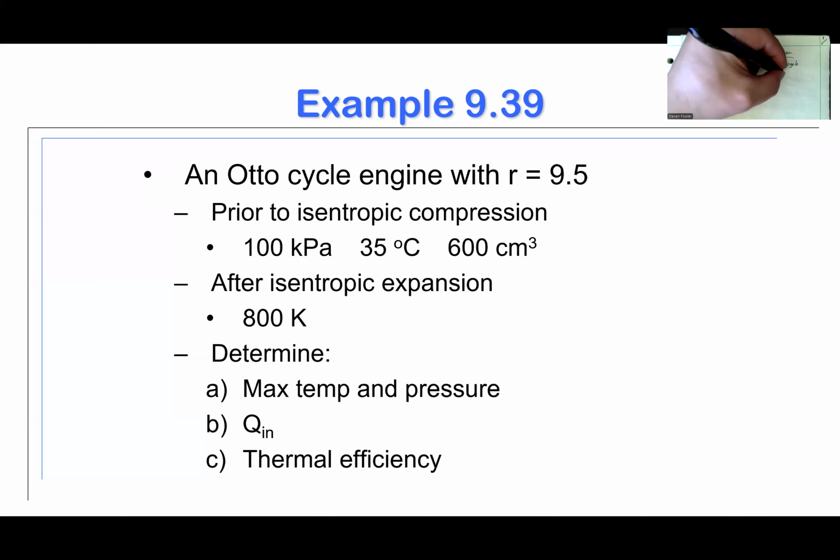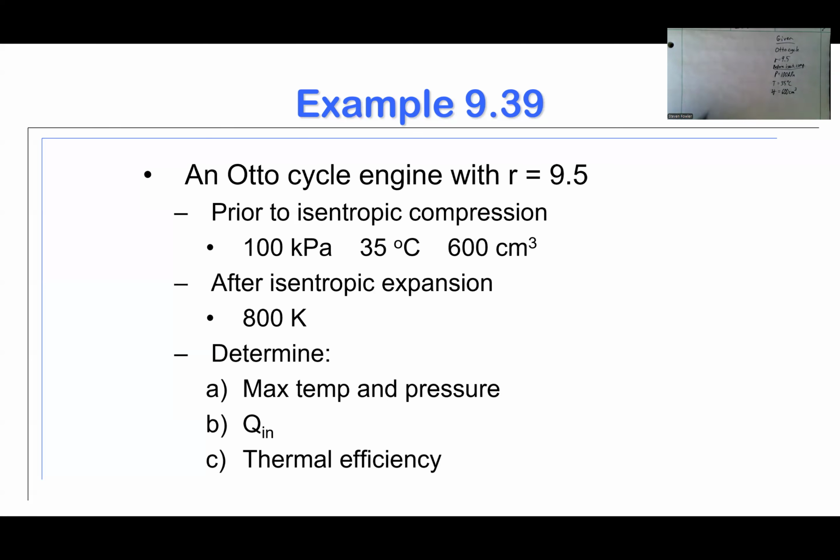They've given us a compression ratio here of 9.5. And they've given us some information here. They've given me, prior to or before isentropic compression, a pressure of 100 kilopascals, basically atmospheric pressure. They've given you a temperature of 35 degrees C, and they've given you a total volume of 600 cubic centimeters.